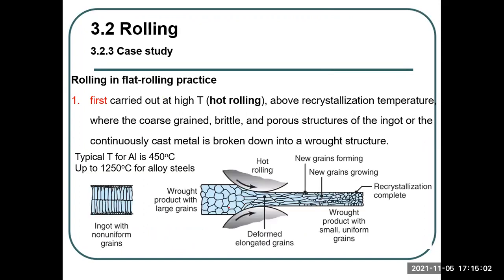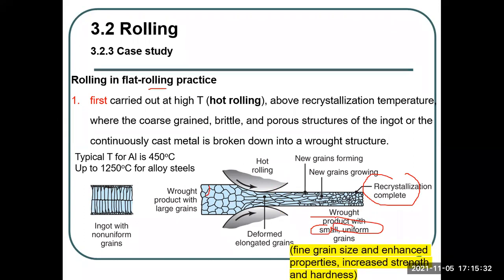Okay, and also what happened to the microstructure in rolling, you can see. If the rolled product has very large grains, what happens? You can see the grains get elongated because it's still above the recrystallization temperature, right? So you will have recrystallization. In the end, you can form small and uniform grains. Okay, so this is hot rolling.